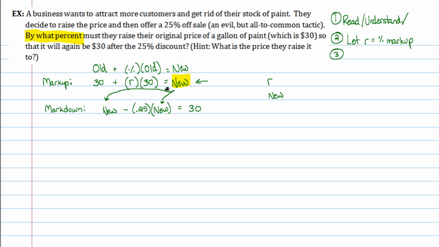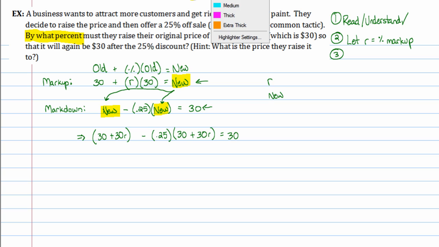So instead of writing the word new there, we'll replace it with this picture, 30 plus 30r. Right? Isn't new the same as 30 plus 30r? From that, we're going to lose 25% of new, which is 30 plus 30r. And that will equal 30. I'm just stealing this equation right here and inserting, instead of the word new, the expression right here. This is the left-hand side of this equation.